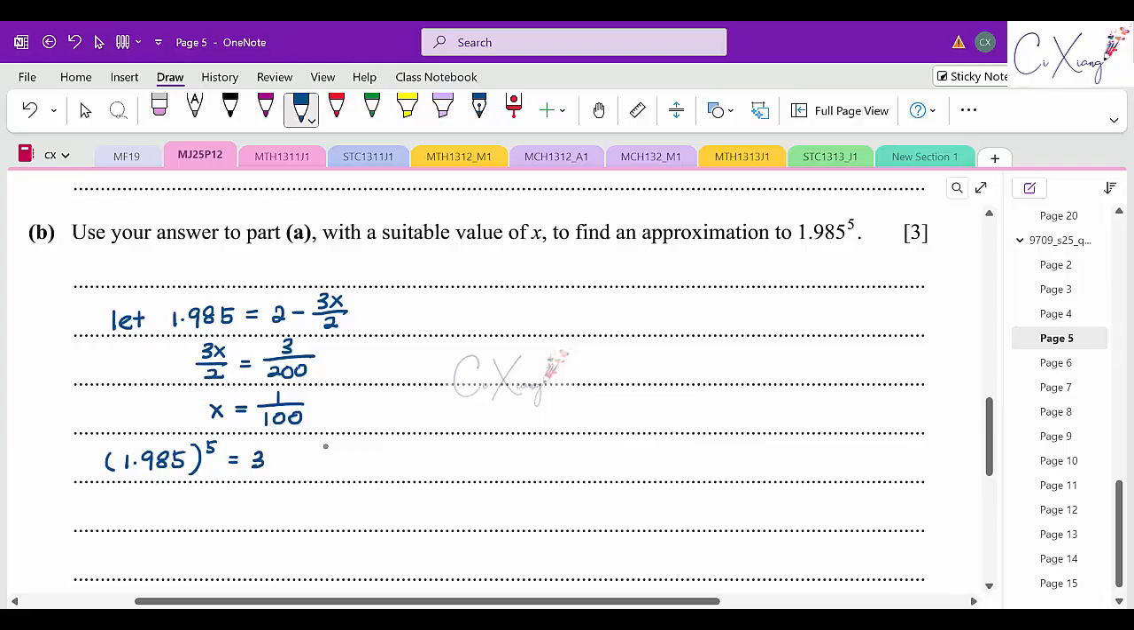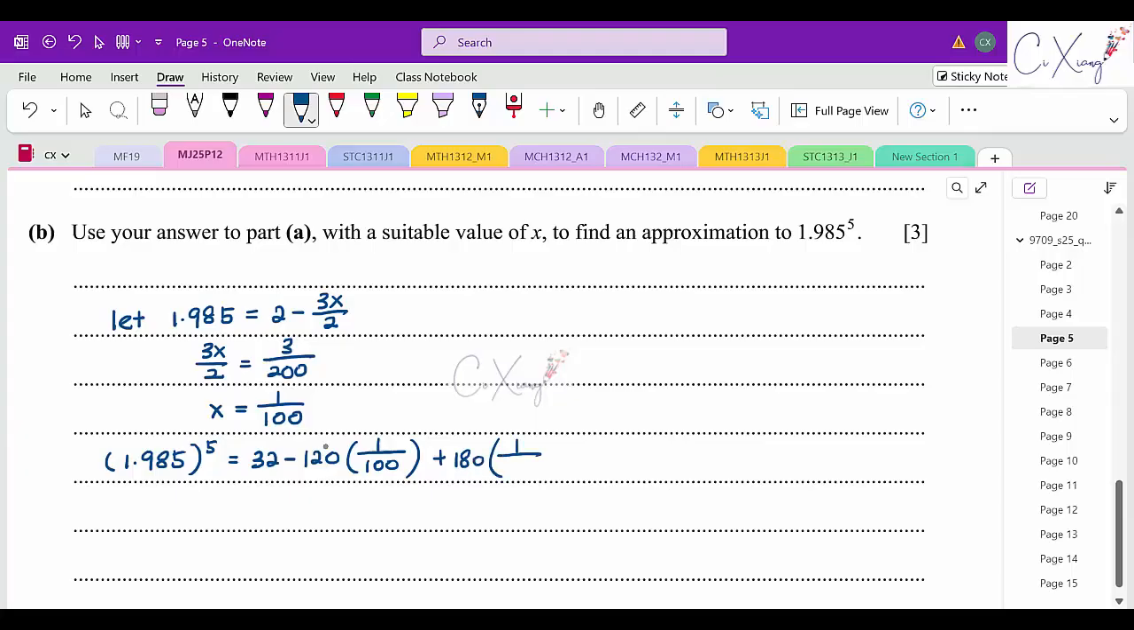You'll be having 32 minus 120, then the x, I have to replace it using 1 over 100. Then plus 180 x squared. So the x also, you need to replace it by 1 over 100, then you put a square. Use a calculator to help you simplify the value. By right, you'll be getting 30.818. Then don't forget that our answer, basically, we want to keep it to 3 significant figures. So I will change it to 30.8.